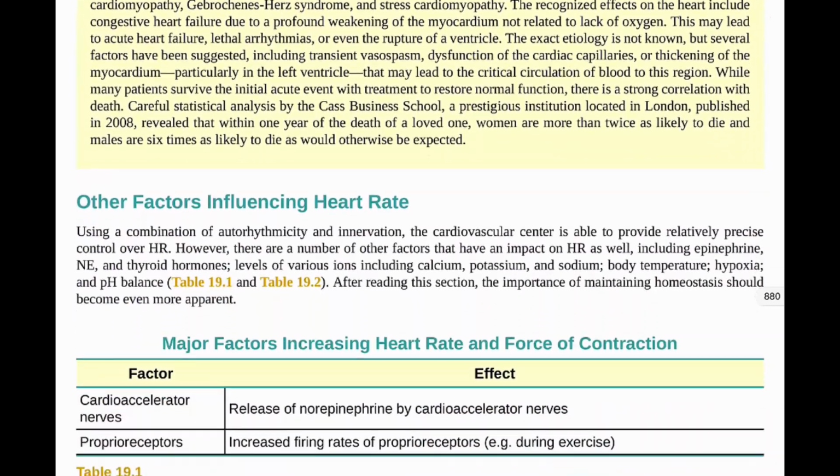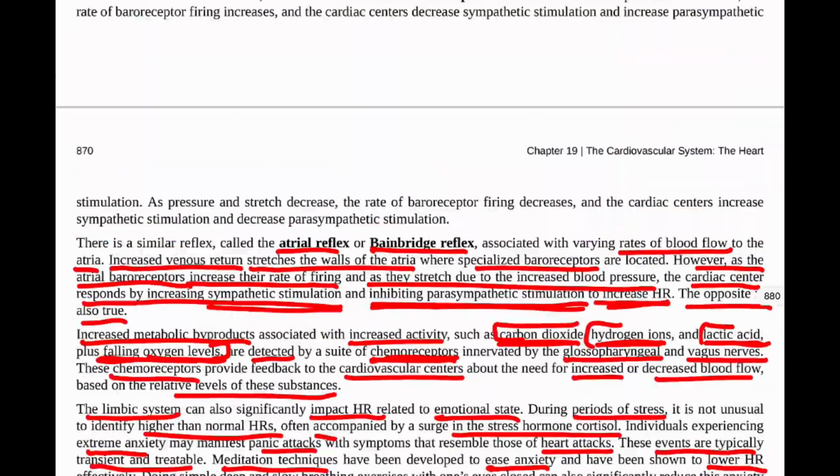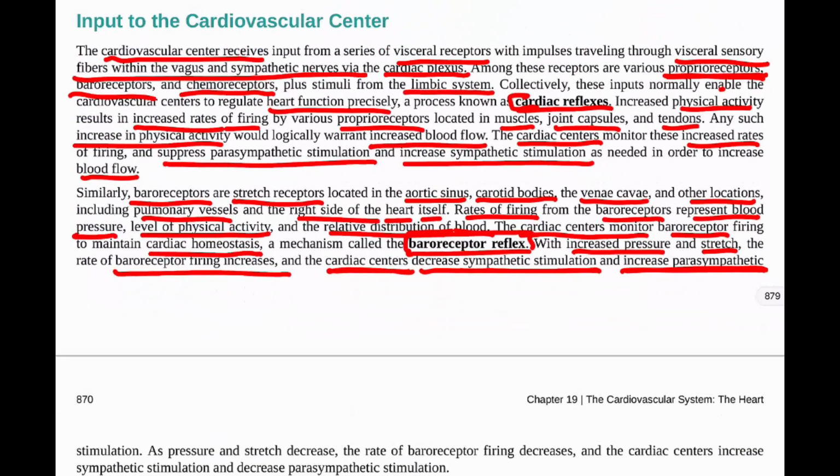All right, so then we'll talk about some other factors influencing the heart rate. So let me actually back up just 1 minute. In here, the major inputs are going to be things like the proprioceptors. We talked about our proprioceptors, which work on our cardiovascular center to regulate the heart rate. That's a process called cardiac reflexes. We talked about our baroreceptors. So the first one, proprioceptors. The second one, baroreceptors. Baroreceptor reflex.